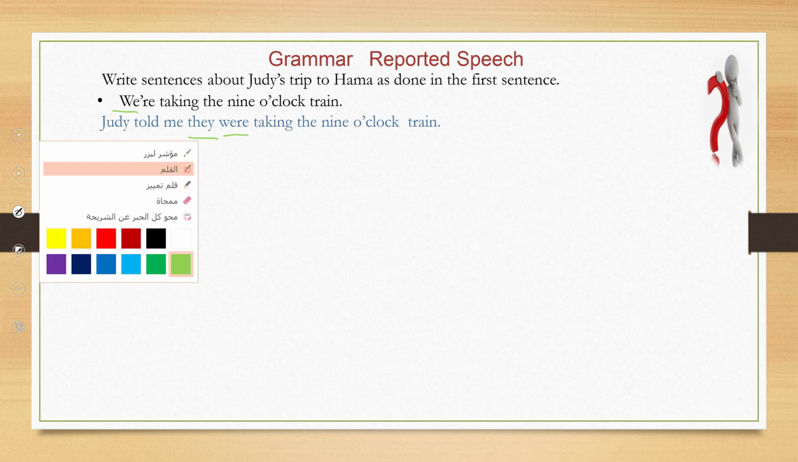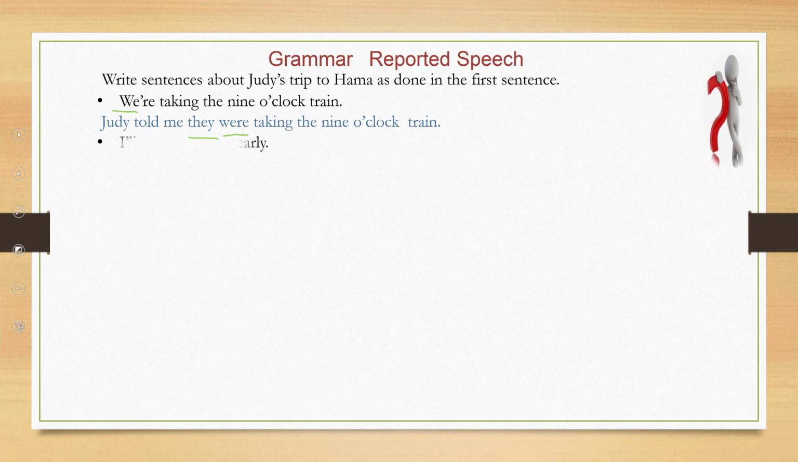Okay. Now we have first sentence. I'll have to get up early. How can we report this sentence? If we say she said, I should be changed, will should be changed as well, and we complete the sentence. Look here. She said she would have to get up early.